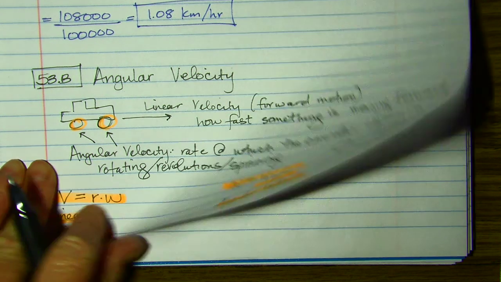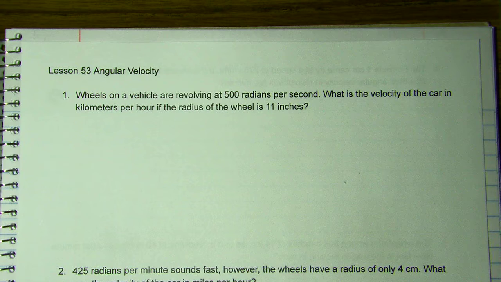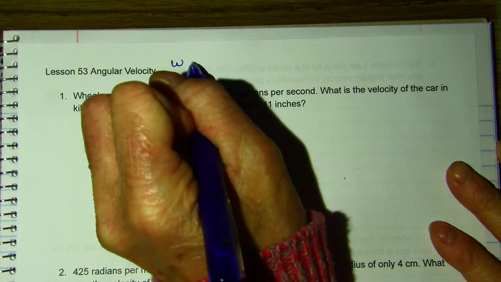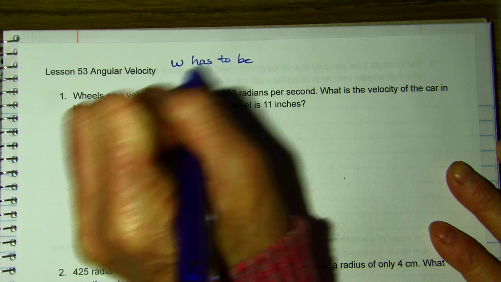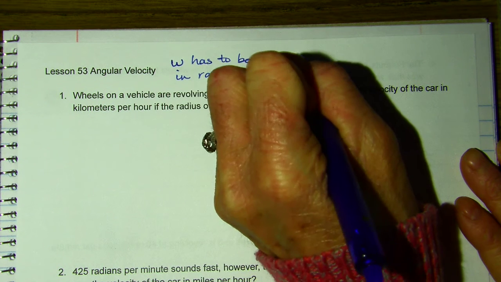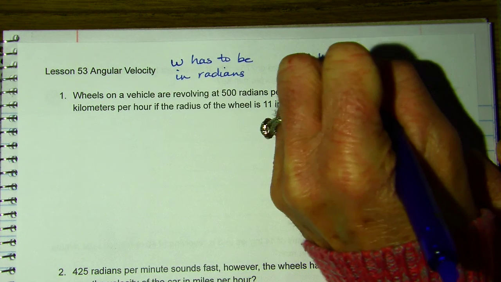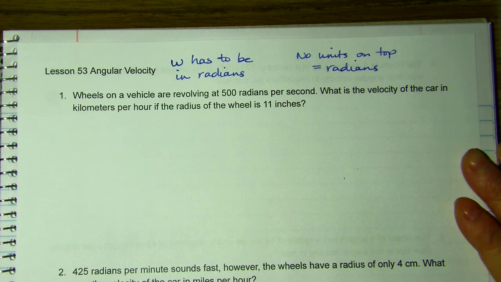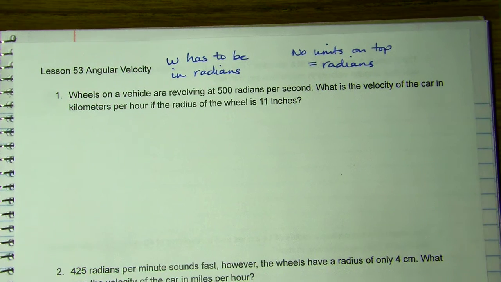Now, I know this is a lot, so let's jump into some examples that we are going to do together. I will attach a blank copy so that you can be doing this along with me. Now, a couple things I should note. My angular velocity, W, has to be in radians because we're talking about a circle. And if I have no units on the top, then I know that I am in radians. And then, of course, my formulas.